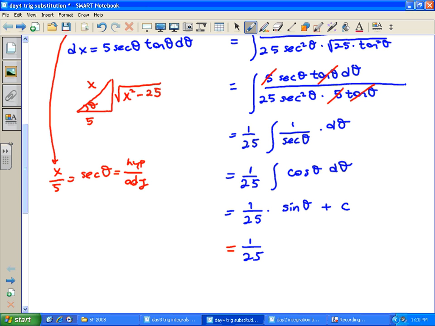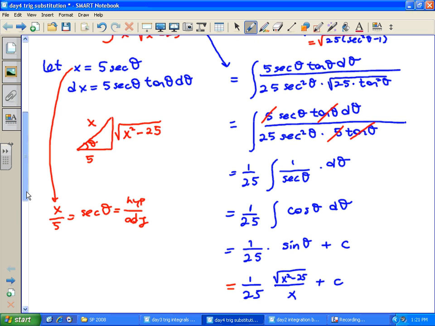Okay, so if you have an answer, would you please let me know for sine theta, what would you say from that triangle? Yes, Courtney. The square root of x squared minus 25 divided by x, basically opposite over hypotenuse, right? That is sine theta. And don't forget the plus c. So here we have the answer to the original problem that we started with.